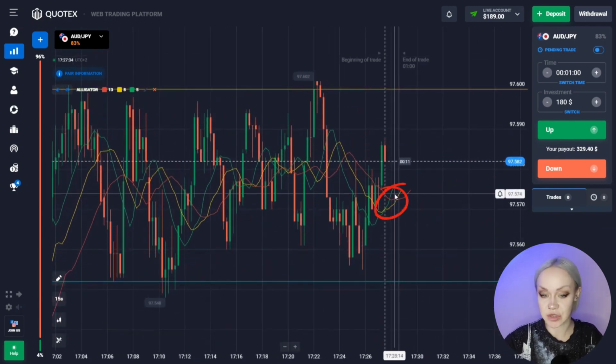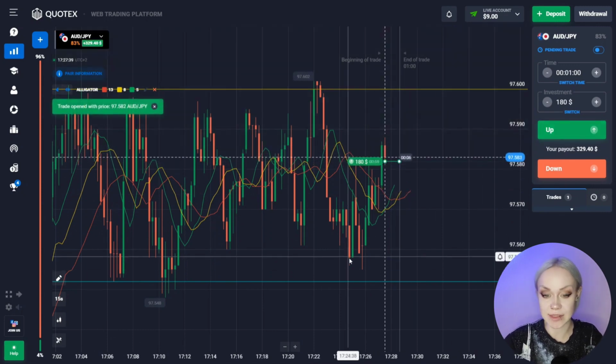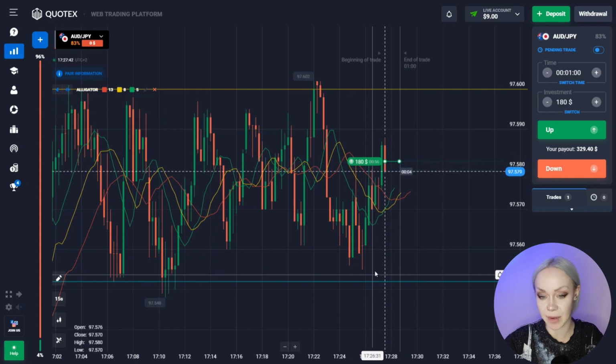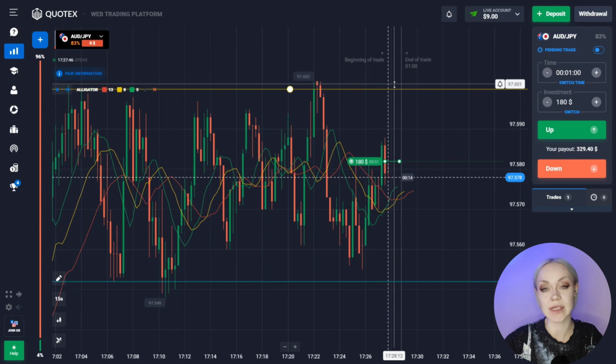Since the green moving average crosses the other two lines from bottom to top, I open a trade for a price rise. As you can see, the last minimum formed above the lower limit of the sideways trend, and now the price is moving towards the upper limit.